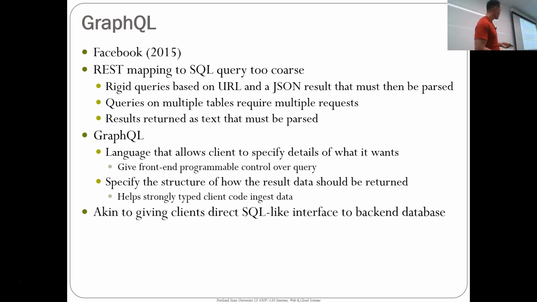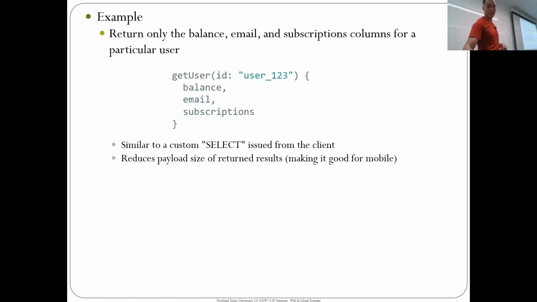So this is akin to giving SQL-like interfaces to your back-end data, which you have to do right. Otherwise, you also have a problem with security on the back-end. Okay, so here's an example of a GraphQL query. Say I have this user table, and the only thing I want in the user table are these columns: balance, email, and subscriptions for this particular user. Well, I would rather do this than grab the user table, get all of those fields, and then whittle down what I want. So with this query, I can just get those things for that particular user.